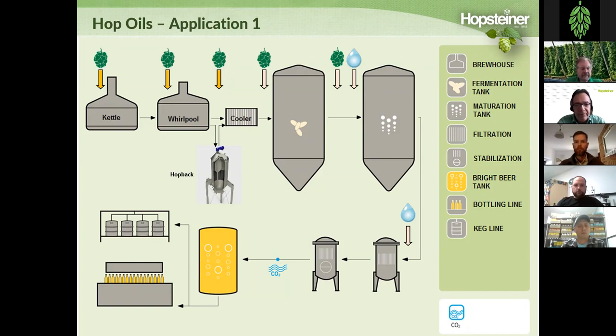Next point could be somewhere in filtration. It could be before the Kieselguhr filter, it could be behind the Kieselguhr filter, but at least it should be, when the beer is filtered, before the last step of filtration. Because otherwise, when you do it later on the way to the bright beer tank or from the bright beer tank to the filling line, in a clear beer, some haze might occur in the beer, and that is something that you don't want to have. So next slide, please.